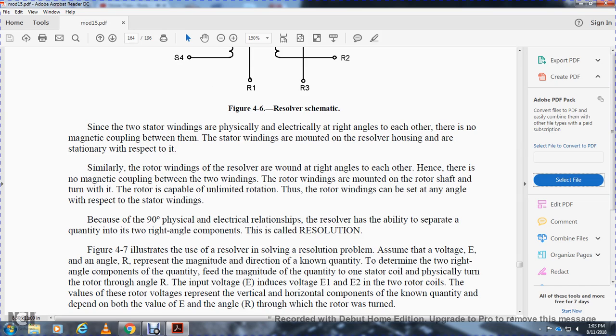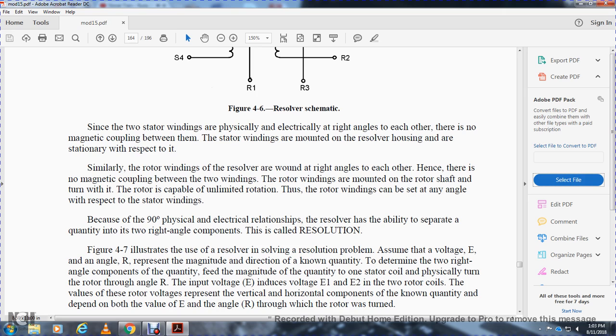Since the two stator windings are at a physical and electrical right angle to each other, there is no magnetic coupling between them. The stator winding is stationary with respect to the housing, and similarly the rotor windings are mounted at right angles to each other, so there is no magnetic coupling between the two windings. The rotary winding is mounted on the rotor shaft, and the rotor is capable of unlimited rotation. The rotor winding can be set at an angle with respect to the stator winding, which covers the 90-degree physical and electrical relationship. This gives the ability to separate a quantity into two right angle components, called resolution.